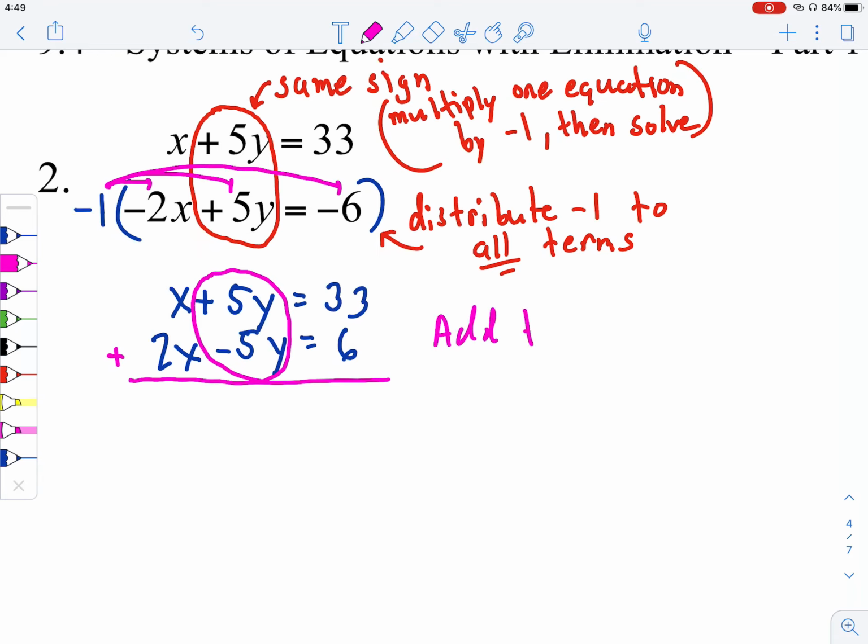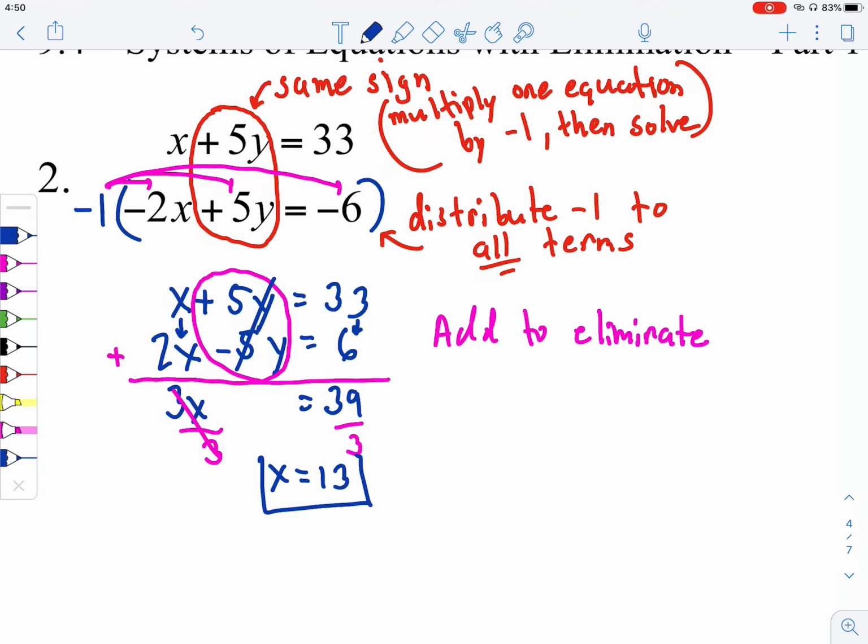All right, so I'm going to add to eliminate. So we get x plus 2x, 3x's, these cancel. 33 plus 6 is 39. Now we can solve that. It's a lot simpler, right? So divide by 3, x equals 13.